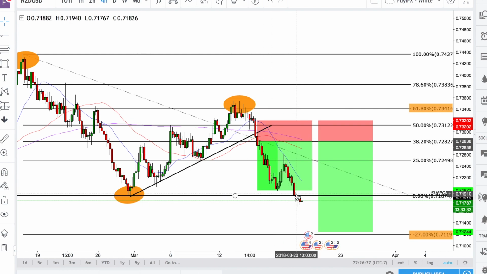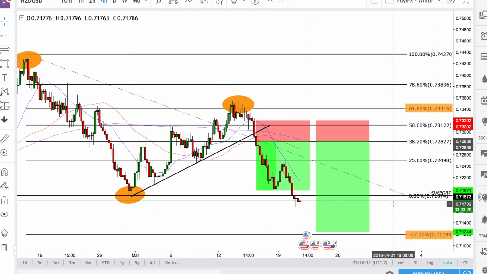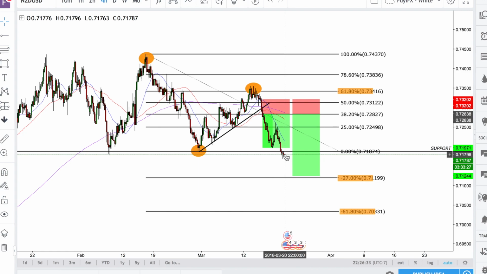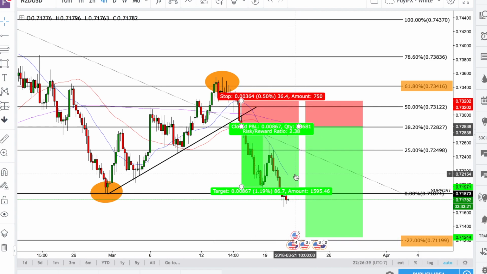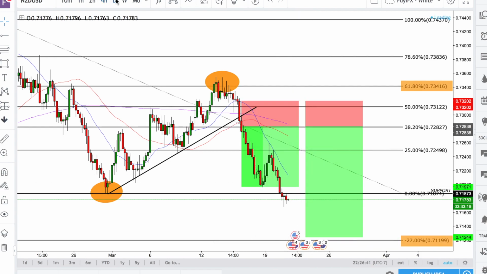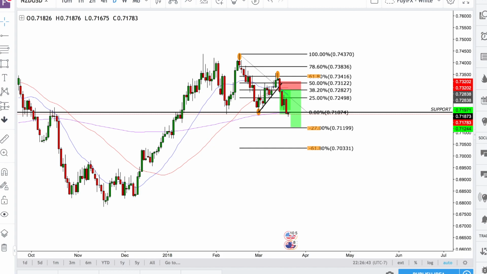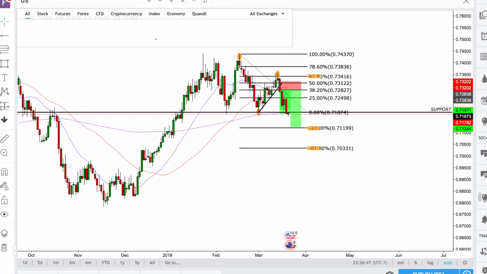But we could see now that price has broken this area here of support, so I would like to see this continue down towards the 27 extension. I think any pullbacks could be sold on Kiwi dollar. Let's move on to dollar CAD.